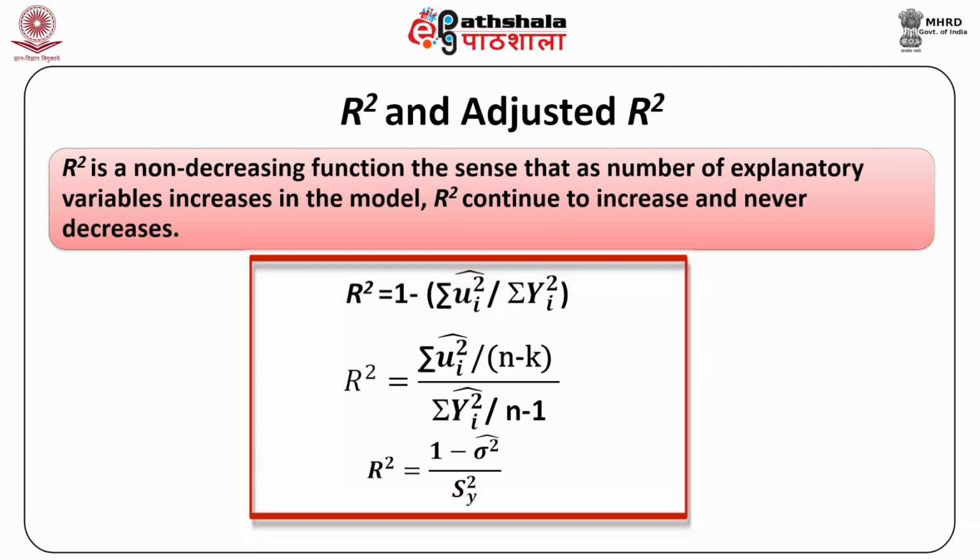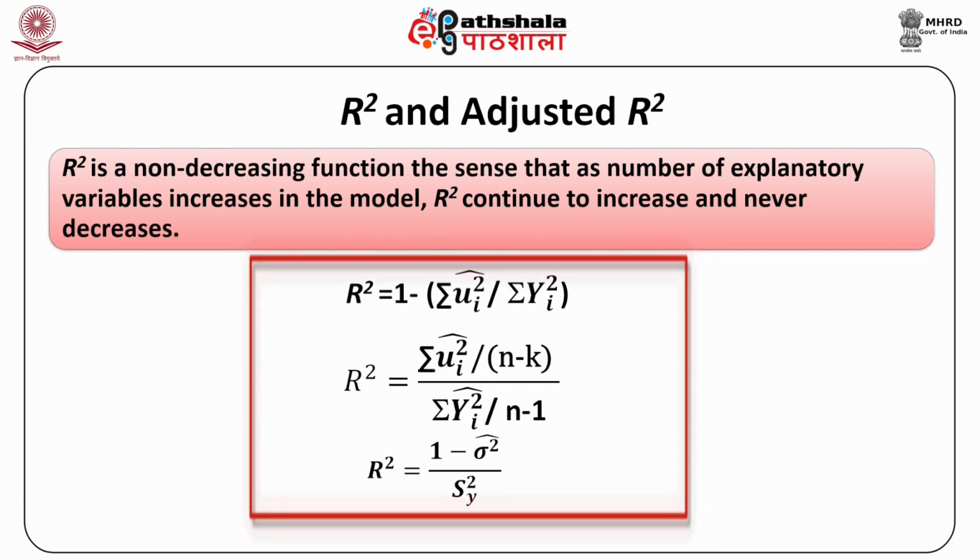R bar squared is equal to 1 minus sigma mu hat square i divided by n minus k, the whole divided by sigma y squared i divided by n minus 1. R bar squared is the adjusted R squared, adjusted for degrees of freedom associated with the sum of squares. Here k is the number of parameters in the model including the intercept. It can be negative unlike R squared, which takes only positive values. In case it is negative, we consider its value as 0.